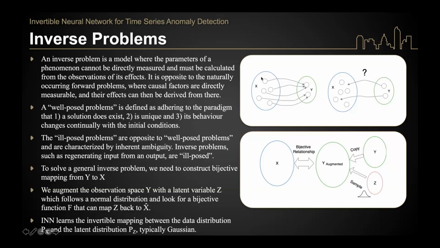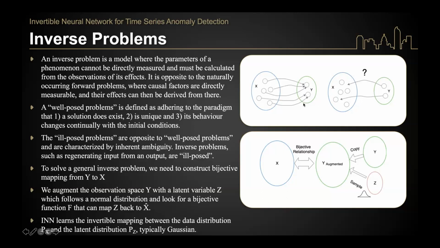Multiple phenomena can map to the same result, right? But then how do we go back? There's this ambiguity. The well-posed problems are defined with these three conditions: a solution exists, is unique, and it's a continuous kind of space from the mathematical function standpoint. But this problem is not unique, because multiple causes, multiple phenomena, can result in the same effect.